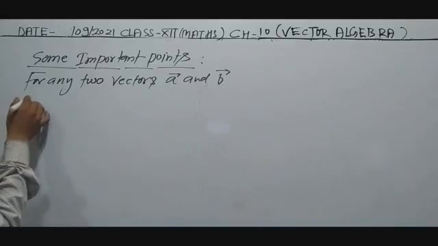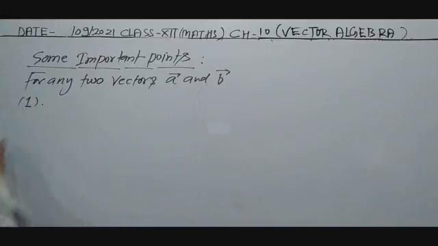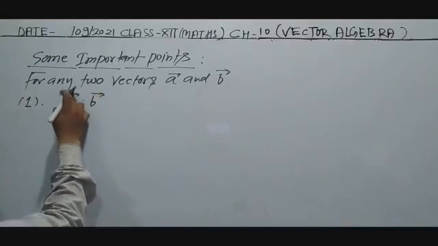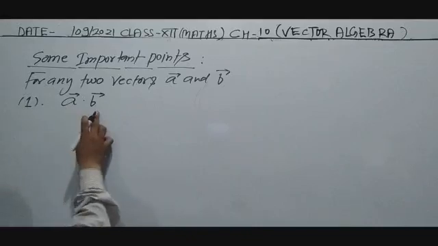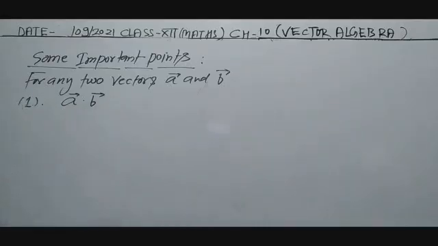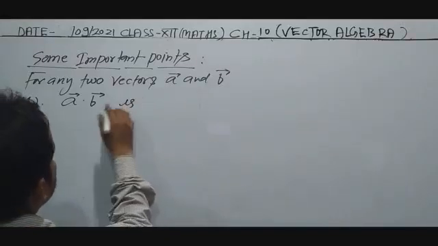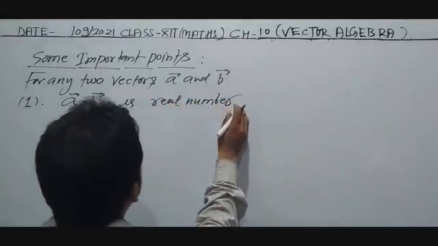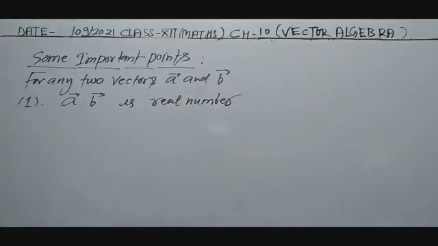First point: what is the first point? For any two vectors, if you find their dot product, which type of result will you get? It is a real number. Always remember, A dot B is a real number.